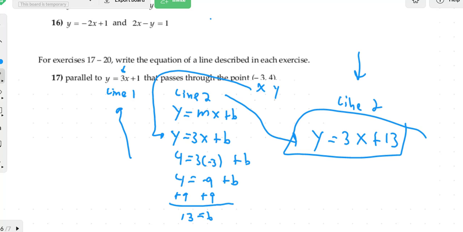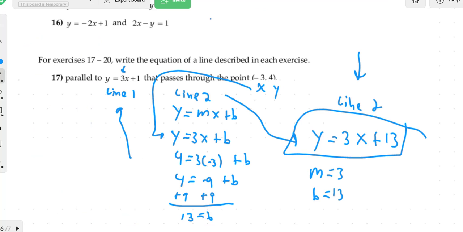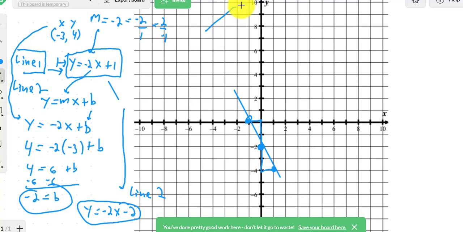They don't ask us to graph this, but if we want to graph this, my m is 3 and my b equals 13. I don't think my graph paper is big enough, but I would go to a point up here at 13, all the way at the top of my page, because that was my b. And then my slope was 3, which is the same as 3 over 1. So from this point, I'd have to go up 3 and over 1, or down 3 and over 1 to the left, and I can make my graph.